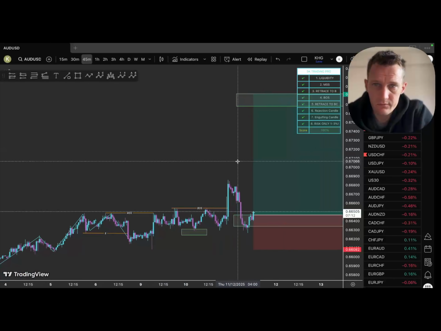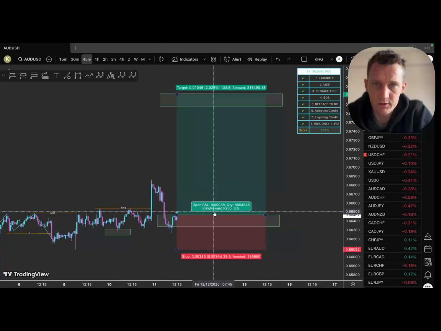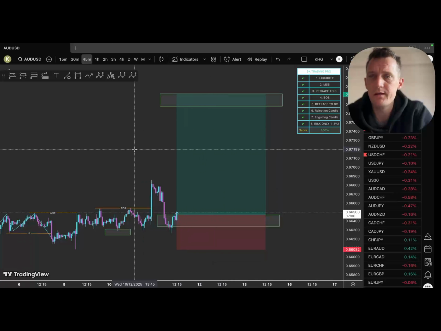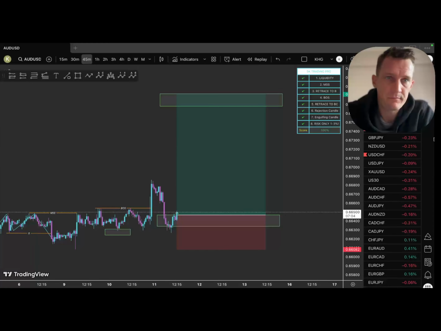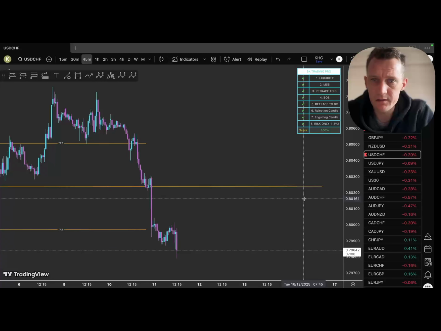So I've recently got into this trade, and it's a 1 to 3.5 ratio trade on the AUD USD. And yeah, here's my second trade that I've taken.